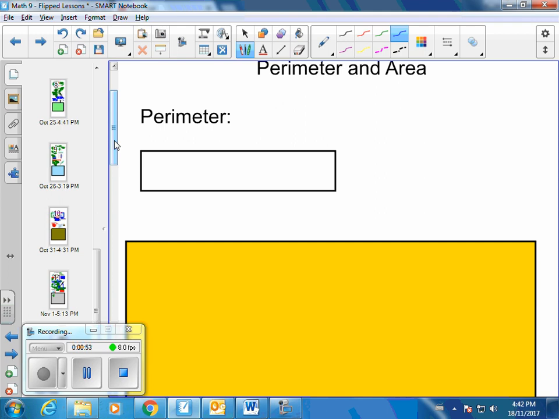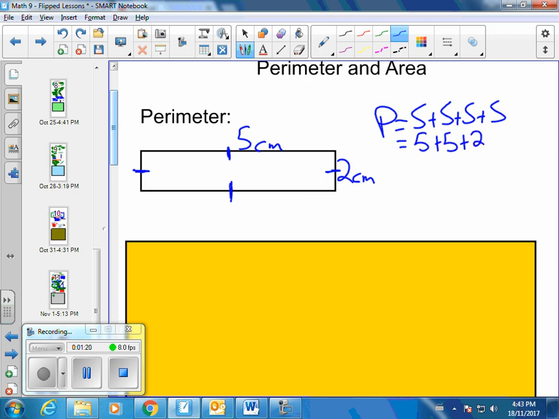All I really have to do, let's go ahead and say this is 5, and this is, we'll use centimeters, 2 centimeters. All I have to do for my perimeter is side plus side plus side plus side, right? I know that this side right here is 5 centimeters. That means that this one's also going to be 5 centimeters. Since this one is 2 over here, that means this one's also going to be 2. So my perimeter is simply 5 plus 5 plus 2 plus 2. Gives me 10 plus 4. My perimeter is 14 centimeters. Easy peasy. You should be able to figure that out.